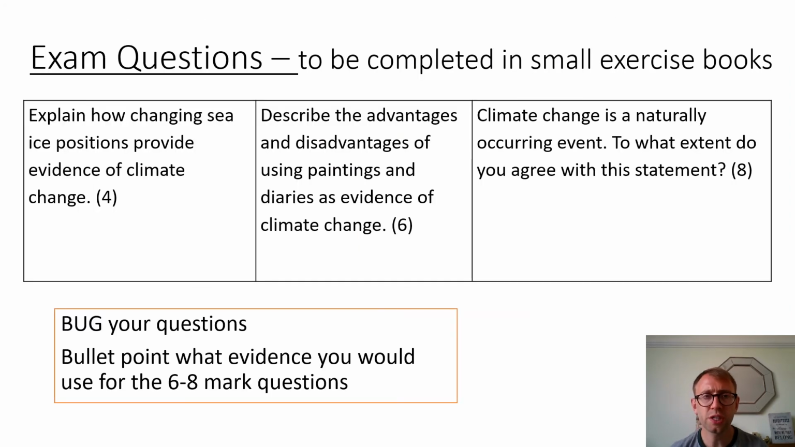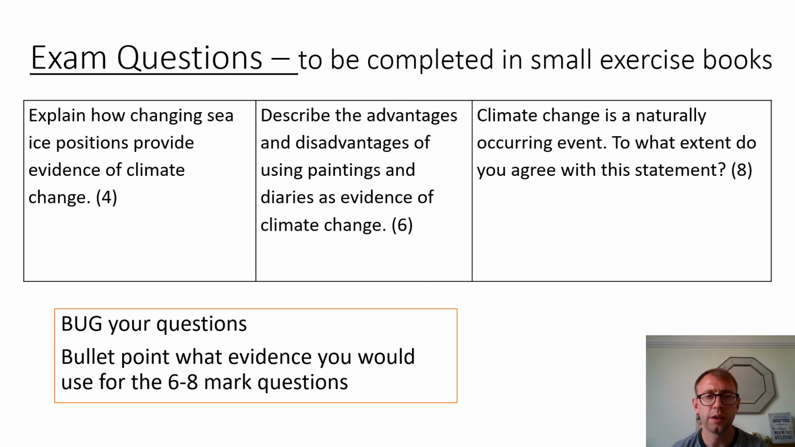So to finish off then, you've got some exam questions here. First of all, you've got a nice little 4-mark question. Explain how changing sea ice positions provide evidence of climate change. So go back to that slide, go back to your notes about sea ice positions, explain what do they show, why are they useful, why do we want to talk about them. Remember, it's 4 marks, so you want to try and either pick out 2 points and fully explain them, and that will probably get you onto those 4 marks that you need.